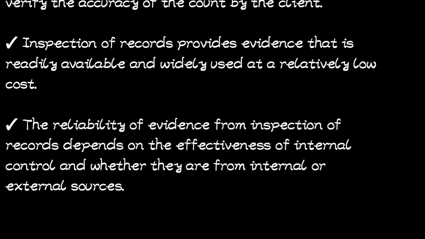Then the reliability of evidence from inspection of records depends on the effectiveness of the internal control and whether they are from internal or external sources. So the reliability of inspection depends on the effectiveness of internal control, like the processes that were designed by the organization to make sure that they achieve their objectives. So if the internal controls are effective, then inspection of records and physical assets will be more reliable.